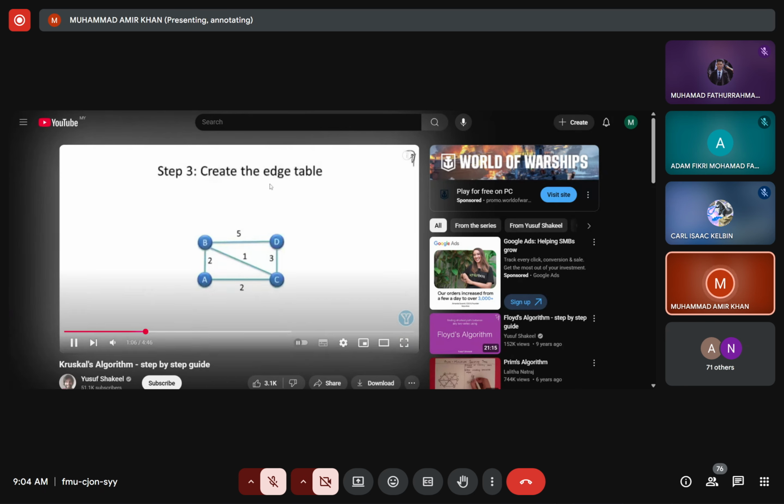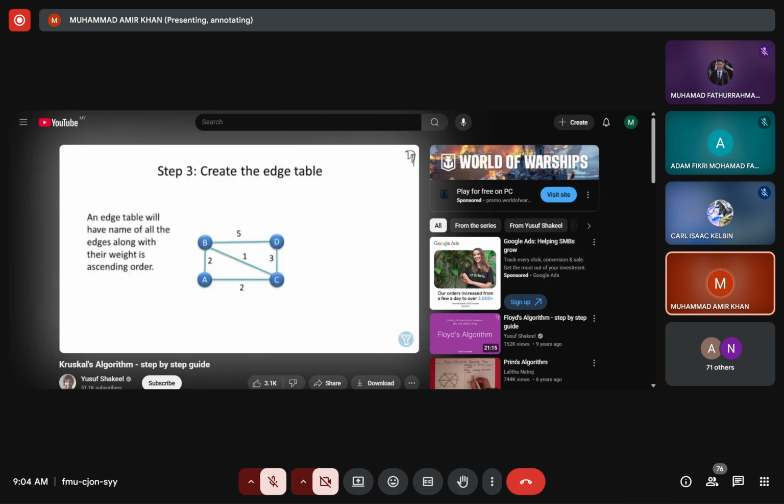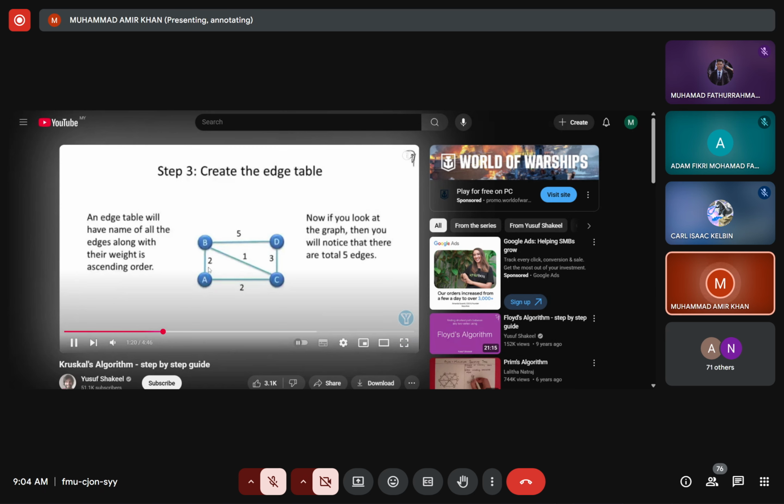So create the edge table. Here we write the edge table. An edge table will have the names of all edges along with their weights in ascending order. So how many edges do you have? You have 1, 2, 3, 4, 5 edges.